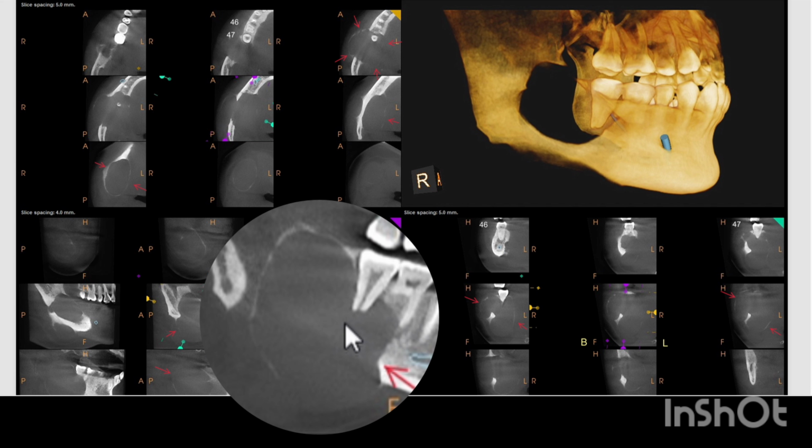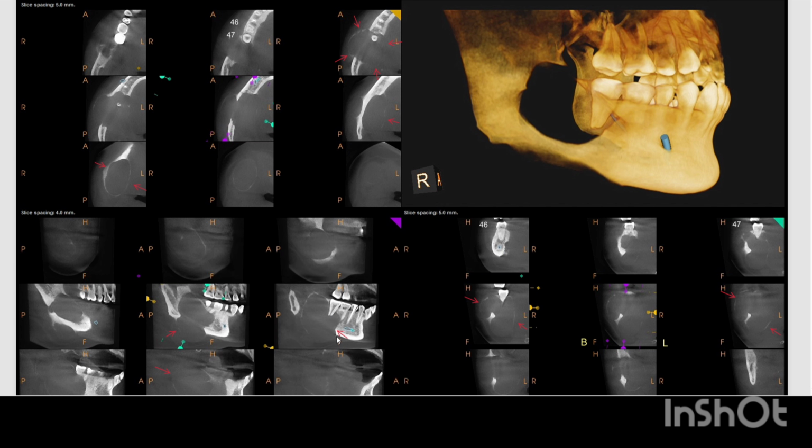If we take into consideration all these features, that is, significant expansion, thinning of the cortices and dehiscence, involvement of the canal, and the apical external resorption, we came to a radiographic differential diagnosis involving first unicystic ameloblastoma, second giant cell lesion, and third ABC, that is aneurysmal bone cyst.